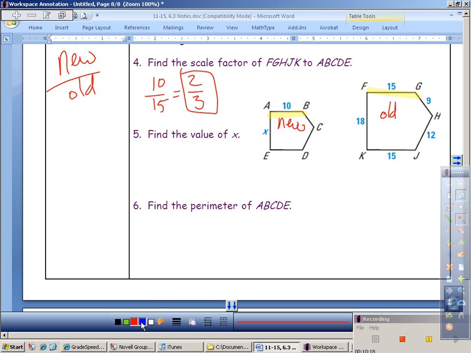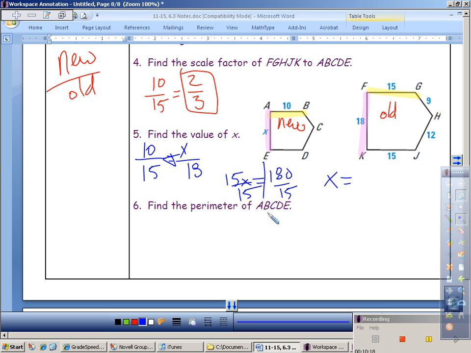If I then need to find the value of x, I just compare corresponding parts again. I already have 10 and 15. Now I can compare x and 18, and I set it up. It doesn't really matter where you start. If we want to start with the smaller one, 10 to 15, so small is to large, its corresponding part, as small is to large, the corresponding part, 18. When I cross multiply, I get 15x equals 180. I divide both sides by 15, and I'm left with the solution, the length of my side. 180 over 15 is 12.